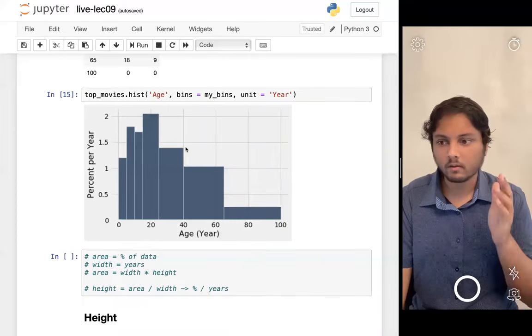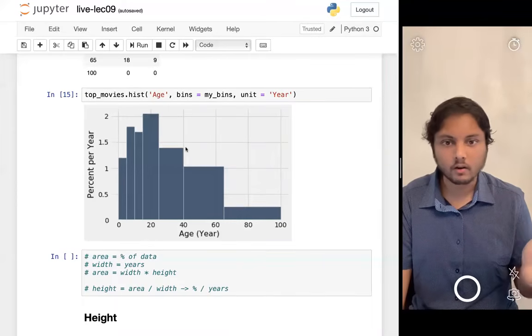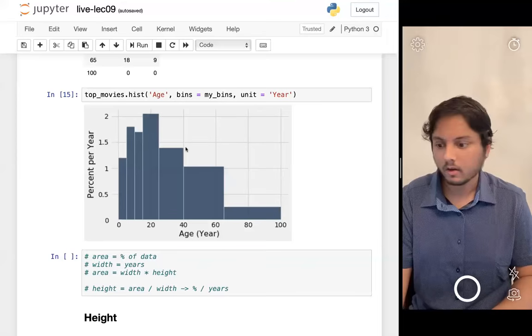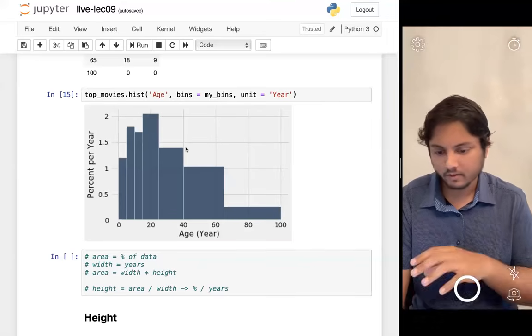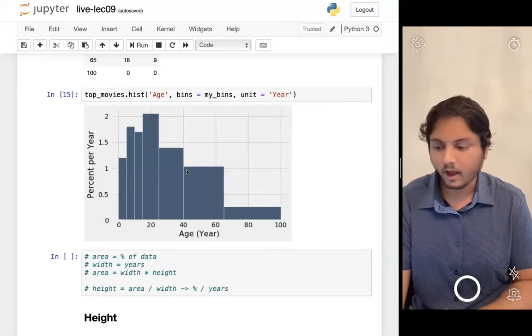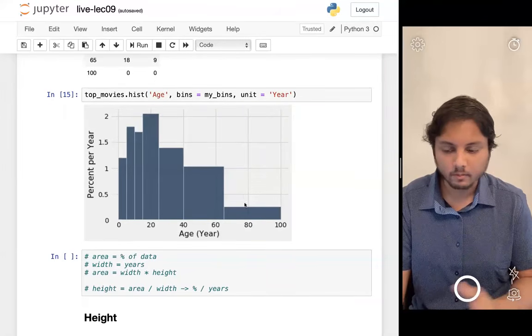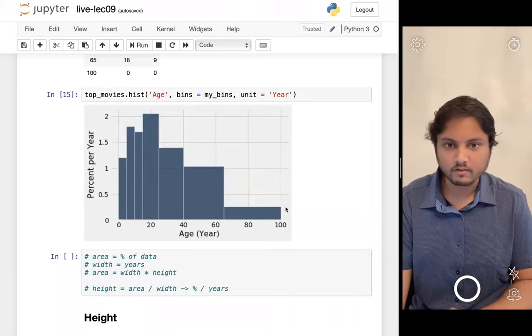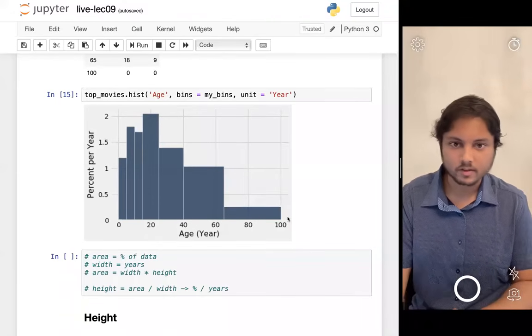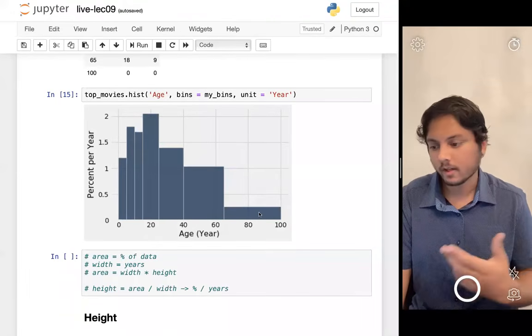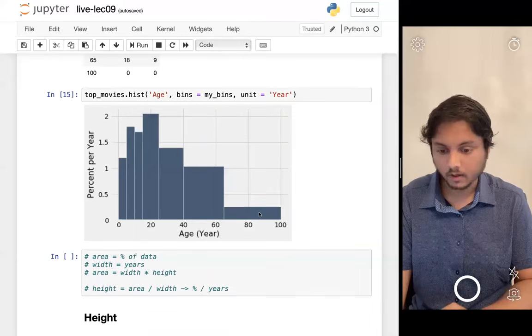So that's essentially what it's telling you. It's kind of the rate of movies that are coming out, or the frequency of movies appearing in the data set. So maybe we don't have a lot of movies during this time period that we have data from. And maybe there are fewer movies that we have data from in this other time period, from 65 to 100. So that's one way to interpret that.